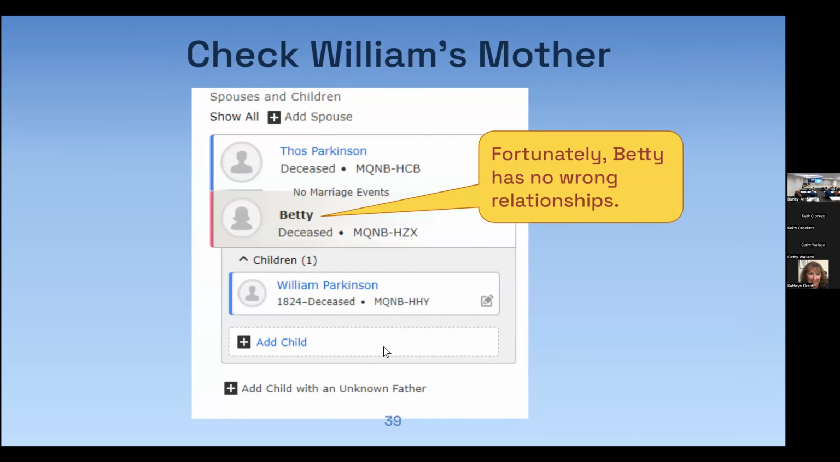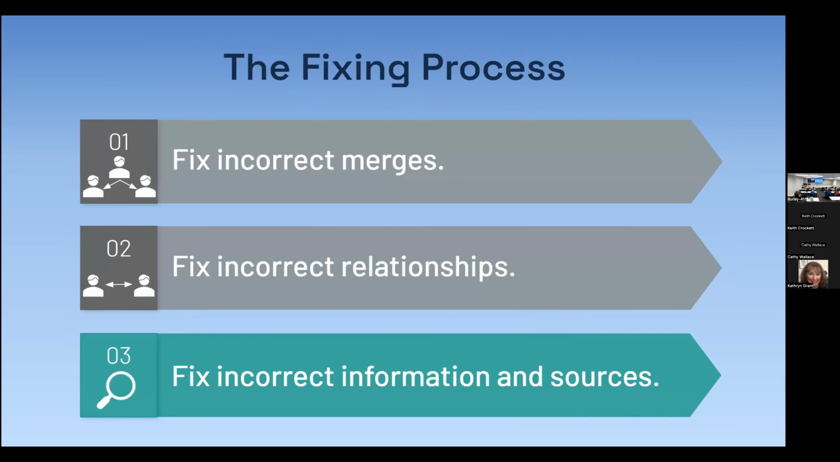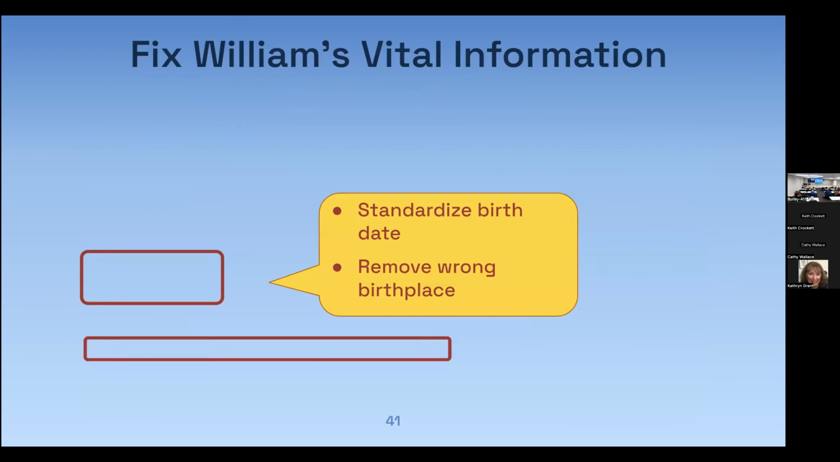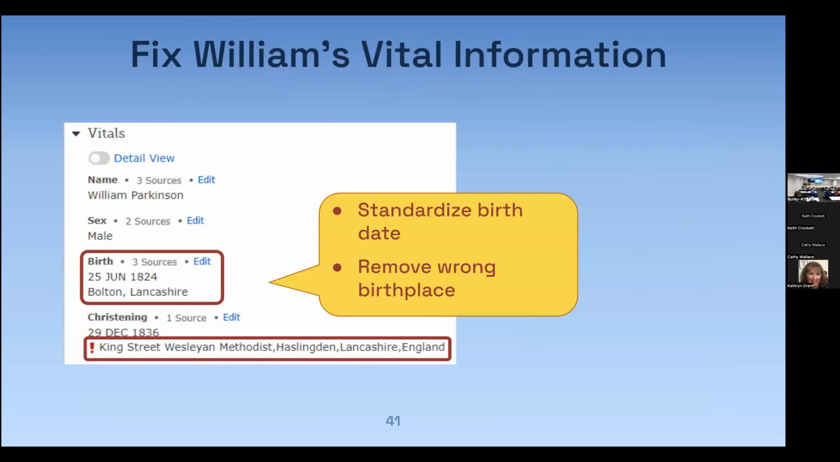Okay, so once we've done that, then we have to check Betty because she could be joined to wrong people, but fortunately she wasn't. So now things are looking a lot better. And we're at the last step of the untangling, which is fixing the incorrect information and sources. So when we go up to William's vital information section, we've got a wrong birth date. Remember, he's the Whalley guy. He's not the Bolton guy.